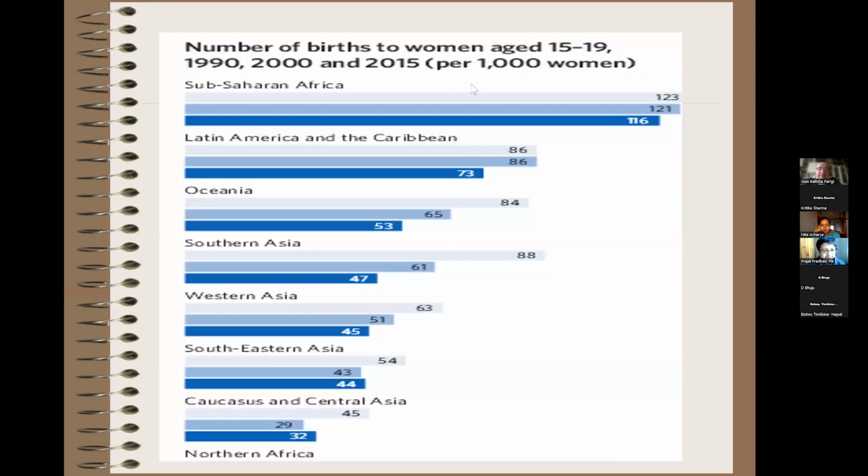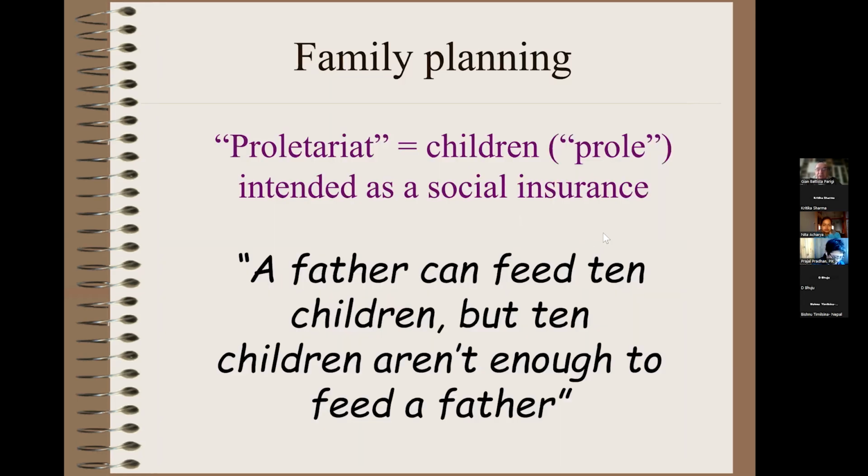This is the number of births to women 15 to 19 years. It's dangerous to have a child at 15 years of age. It is reducing, but is still very, very high. In Southern Asia, there are still 47 out of 1,000, Southeastern Asia, and this one, 43, 44 out of 1,000 are children born by extremely young mothers. Moreover, this is going on in Africa, for example.